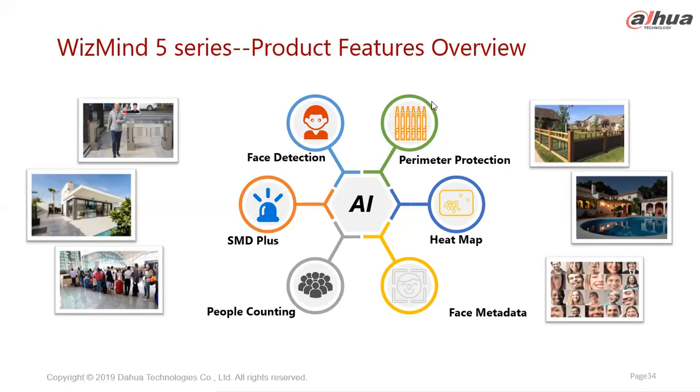So the functions for Wizmind 5 include face detection and perimeter protection. We talked about perimeter protection. This one is more of IVS, intelligent video surveillance. We talked about tripwire, and we talked about abandoned object, etc.